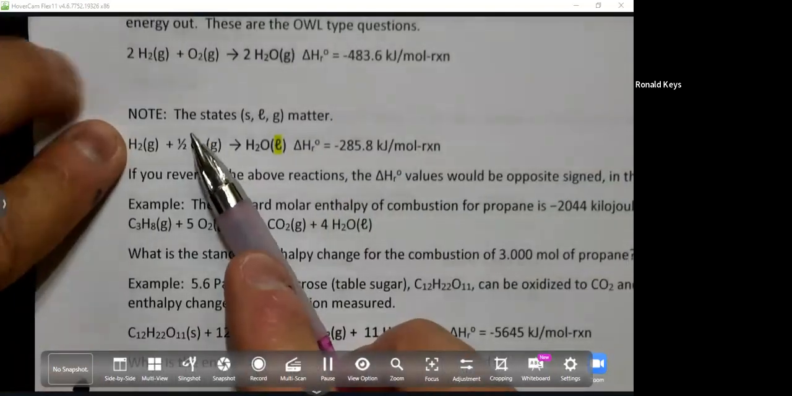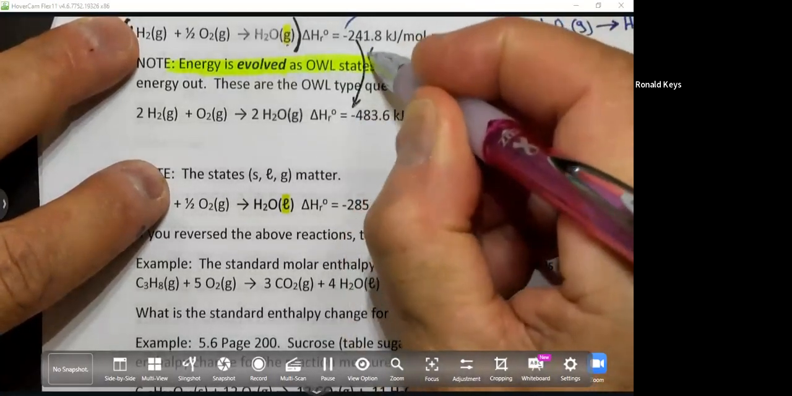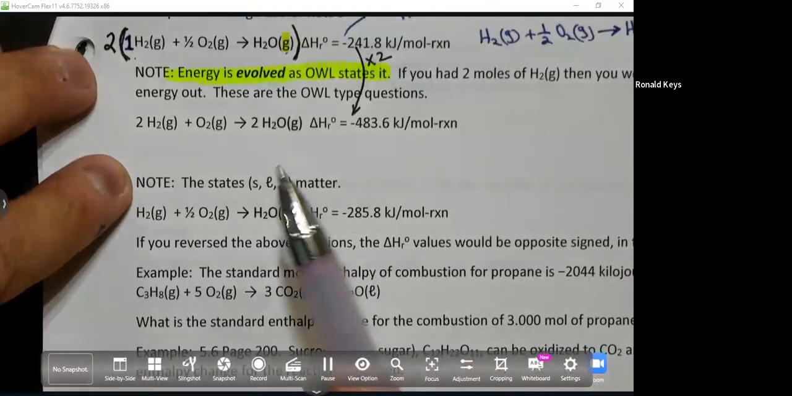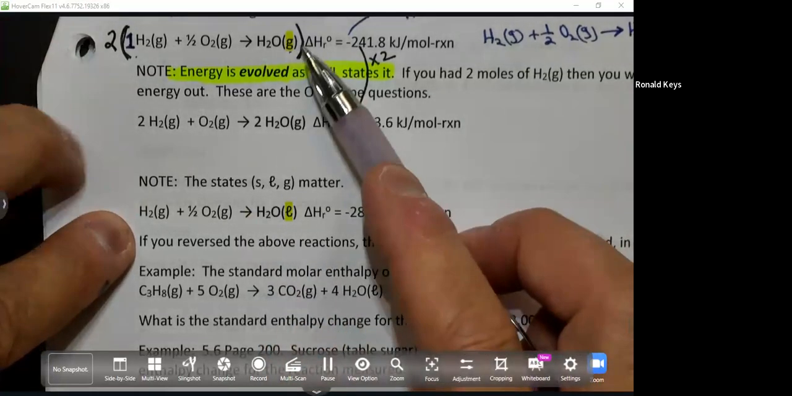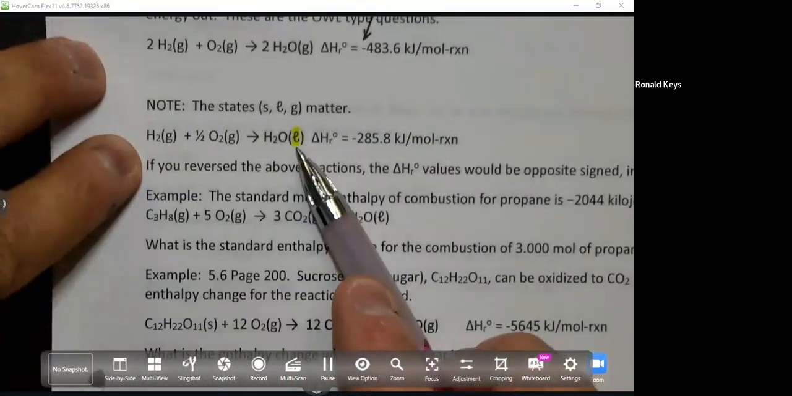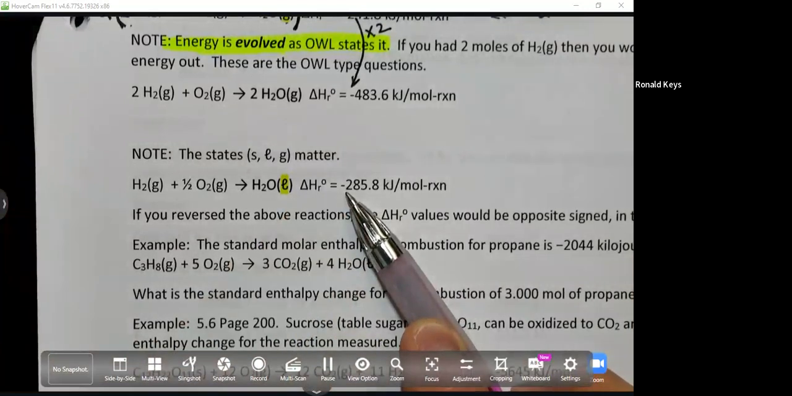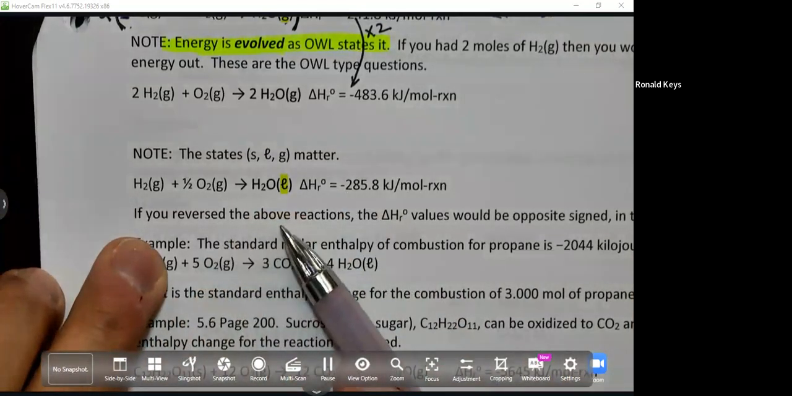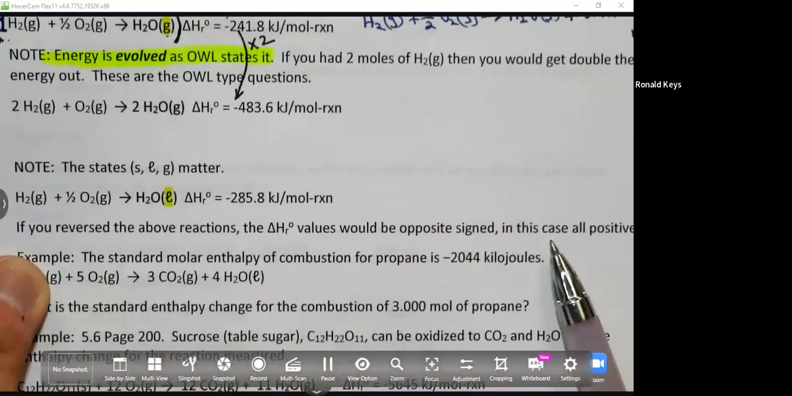Now let's look at this problem here. I should probably say we multiplied this by 2. I mean, we literally multiply everything by 2. Now I have note, state, solid, liquid, gas, matter. This time, instead of a gas, I have a liquid. It is still exothermic, right? We get heat out, we get a little bit more energy out if we create a liquid. So now, if you reverse the above reaction, the enthalpy of reaction values would be opposite signed. In this case, all positive.